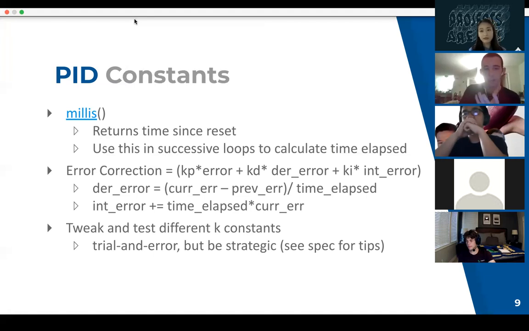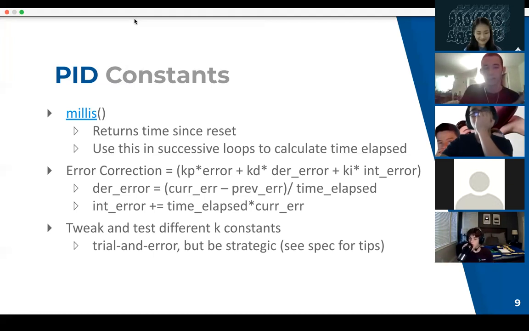So here we have the error correction term. Like I said, let's talk about how we actually calculate the derivative of the error first. We're not actually calculating derivatives or integrals because that's complicated and would probably take a library. But since these time intervals are going to be very short, we can just average out the slope and integral. For the derivative, we're looking at our current error, subtracting off our previous error and dividing it by the time elapsed.